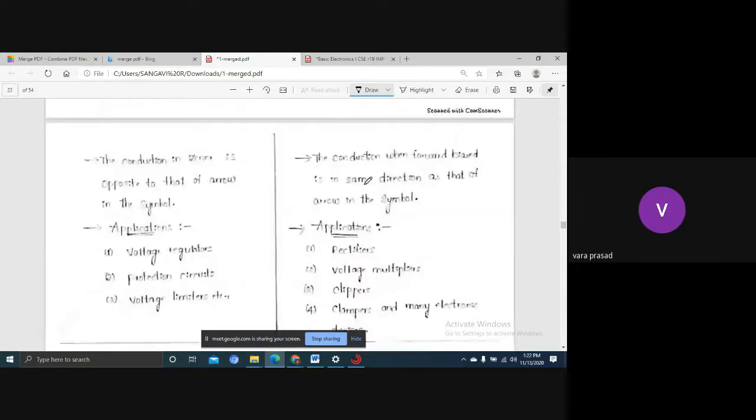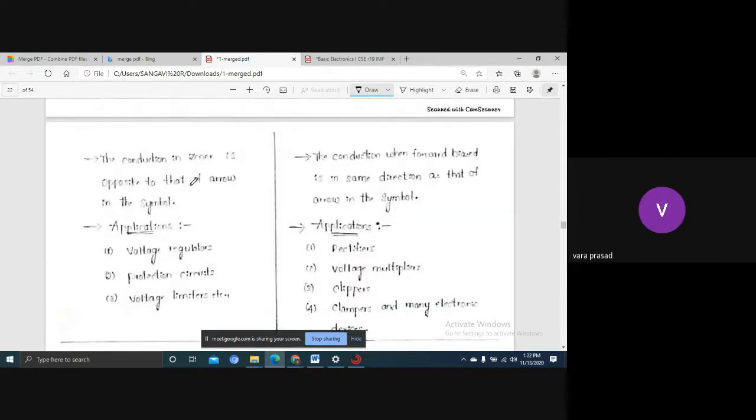Conduction in the Zener diode is opposite to the arrow in the symbol, because it is working in the reverse bias direction. The arrow indicates current, so the current direction is opposite. In forward bias, the conduction is in the same direction as the arrow symbol.